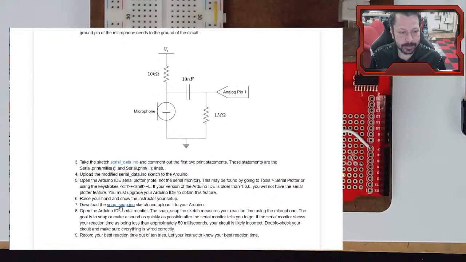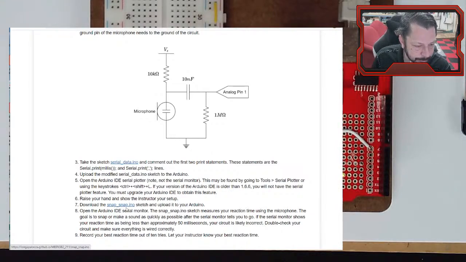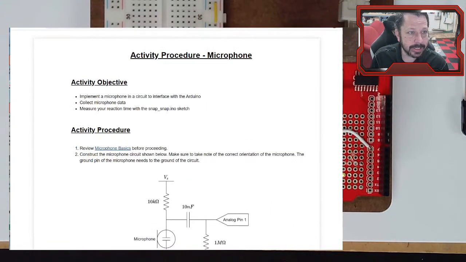There is a sketch over here that will tell you to snap your fingers, or that's why I call it snap, or make a sound or whatever, and it will measure the time between when it told you to do that and when you actually did that, and so it kind of gives you your reaction time thing. All right, so that's how those work.